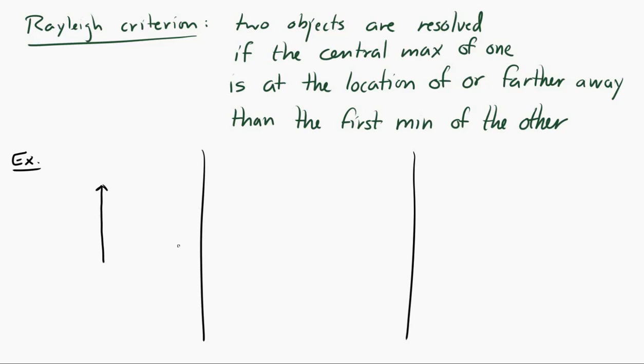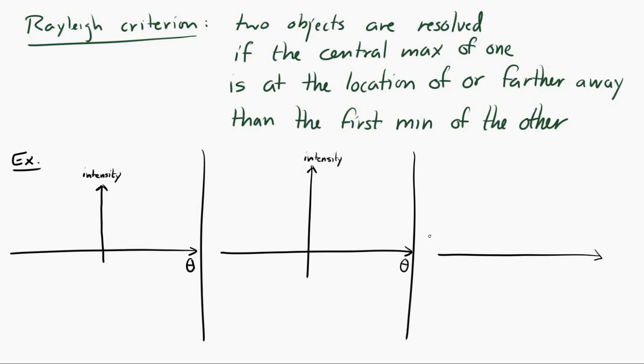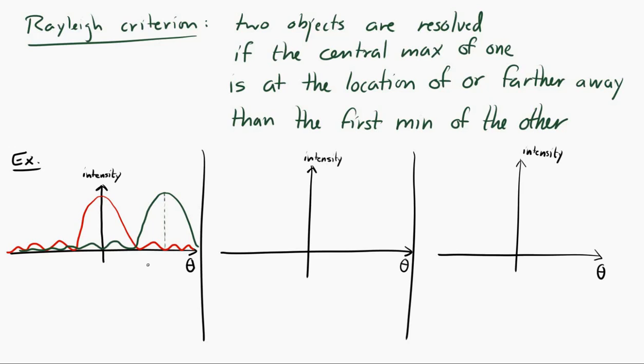So imagine that we have light passing through a slit, an aperture, like in a camera, say. Light passes through the aperture, and there are two objects sending light through that aperture. So we're going to get two different single slit patterns over here. Let's say we have a red object and a green object. The red object is going to create a pattern like this. The green object is going to create a pattern like this.